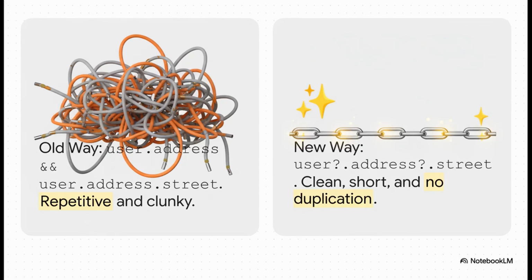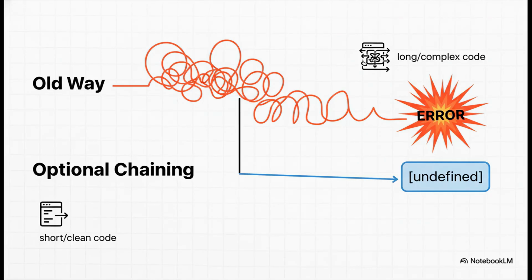And here it is. This is that aha moment. Just look at the difference. It's night and day, right? On the left, you have the clunky, repetitive old way. On the right, user?.address?.street. It's so clean. It perfectly says what you mean. Hey, try to get the street, but no big deal if the user or the address isn't there. So what you get is just undefined instead of a program stopping error.